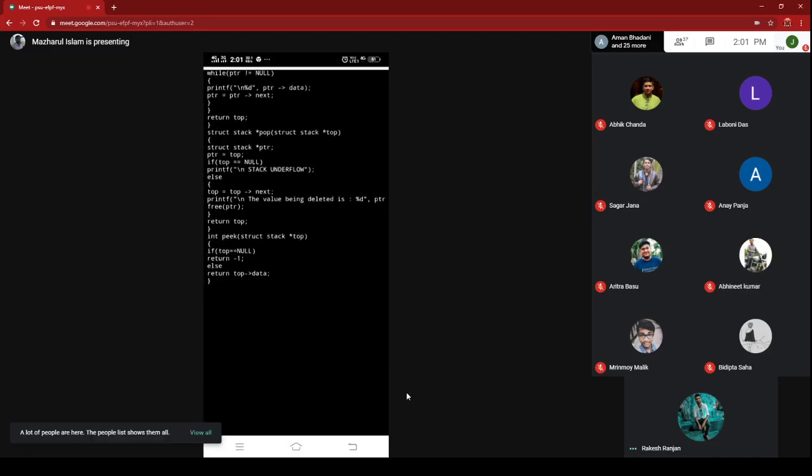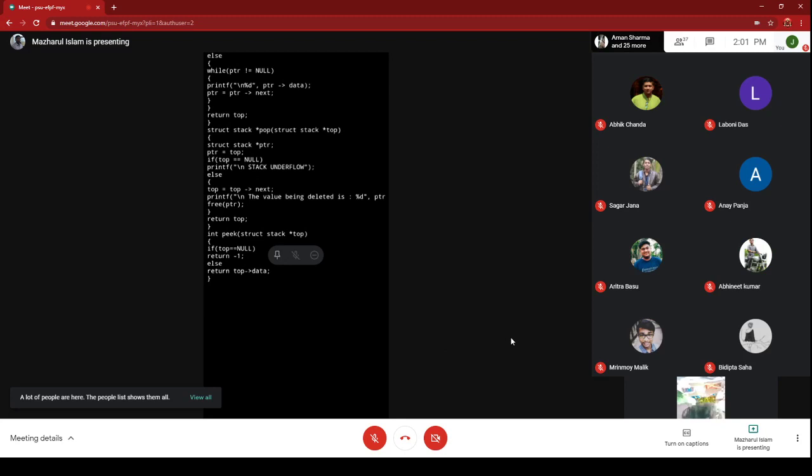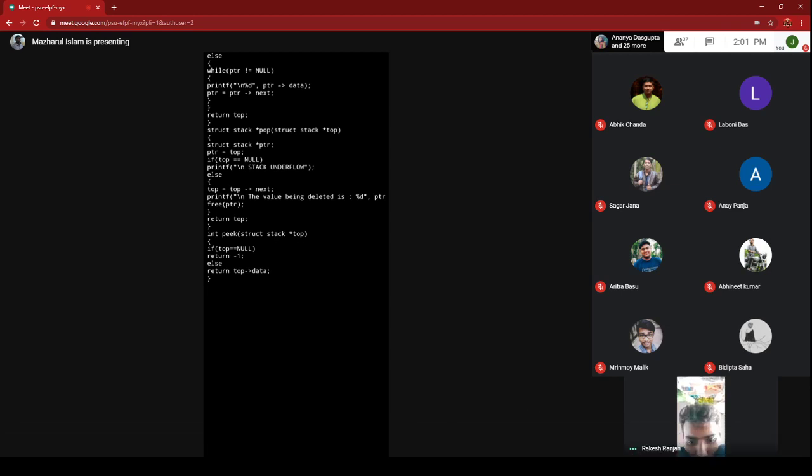Now the peek function is a very small function. When the stack is empty, there is nothing to pick, so return -1. Otherwise, the value which is at the top will be returned. Return top data. The peek function is very small.